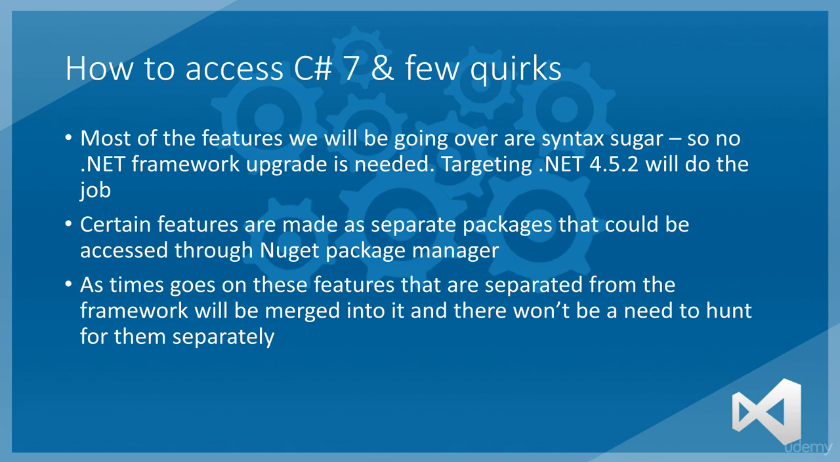But the third point says, as time goes on, these features that are separated from the framework will be merged into it and there won't be a need to hunt for them separately. And that's exactly what's going to happen. As time goes by, all these updates will be merged into the new .NET Framework. So later down the line, whenever it's .NET 4.9 or whatever it is, that will have more and more of the features for C# 7.